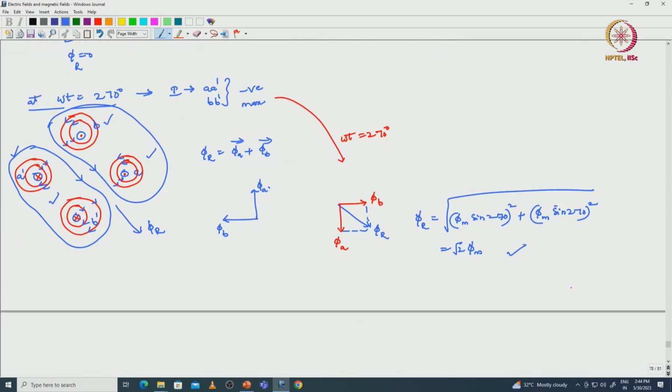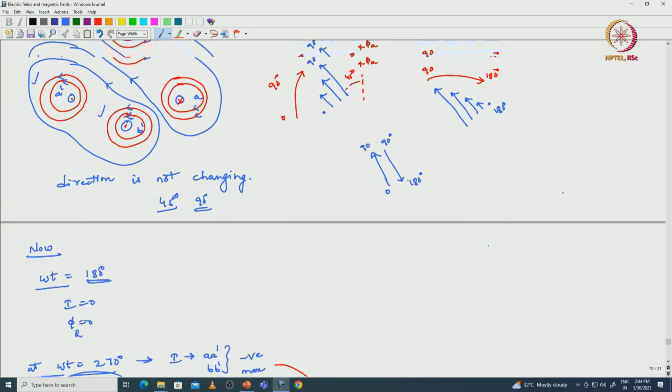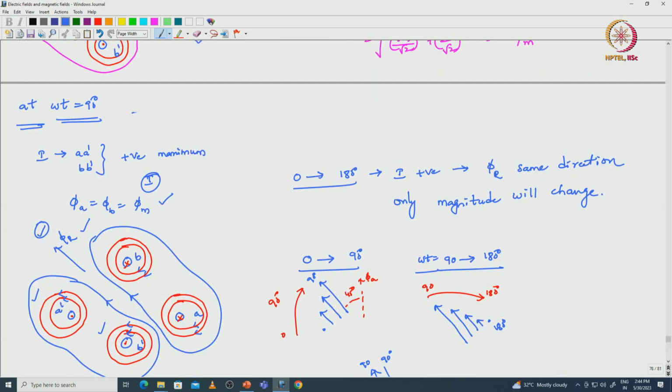So, it will be same as this one. If we substitute sin 270 is 1 and sin 270 is again 1, so phi m squared plus phi m squared is 2 phi m squared, and the square root gives root 2 phi m. The resultant vector magnitude with respect to omega t equals 90 degrees is also the same, that is square root 2 phi m.